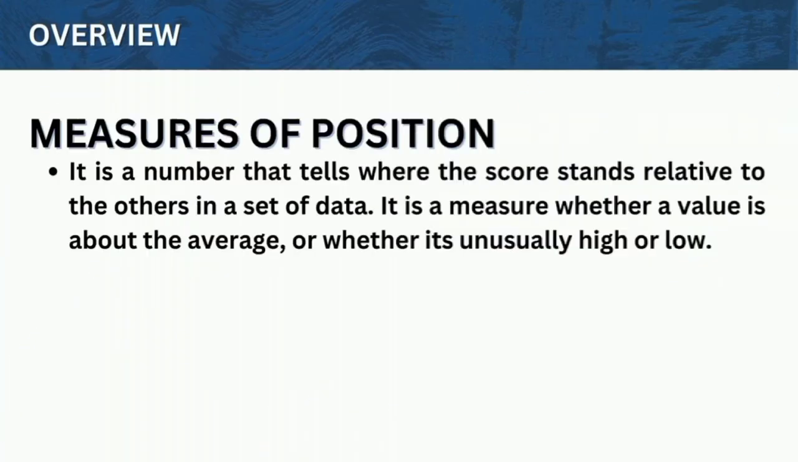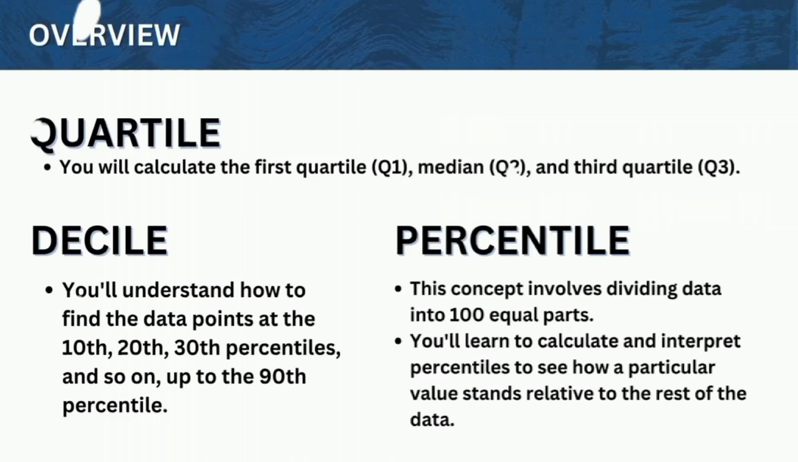Here's what to expect in today's lesson. We will find the measures of any position, meaning the number that tells where the score stands relative to the others in a set of data. It is to measure whether a value is about the average or whether it is unusually high or low. You will learn how to divide a set of data into 4 equal parts. Quartiles help you understand the spread and distribution of data. You will calculate the first quartile, median, and third quartile.